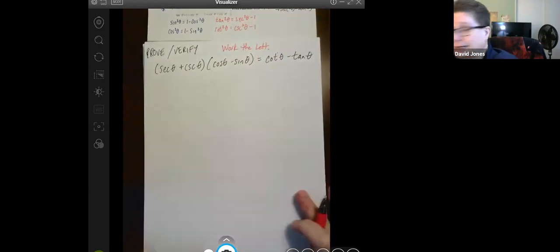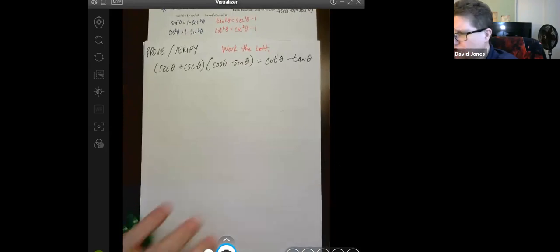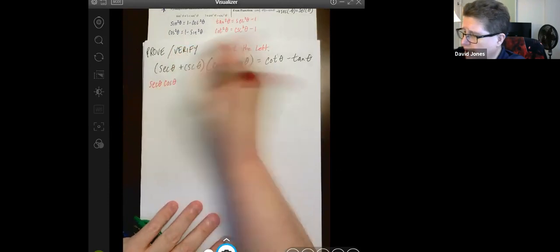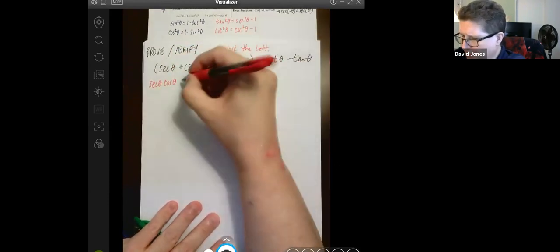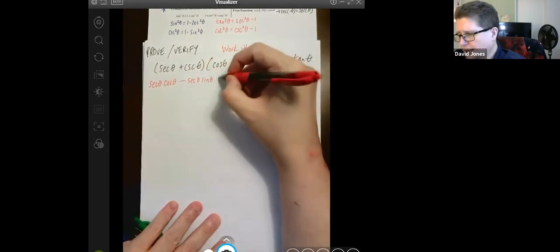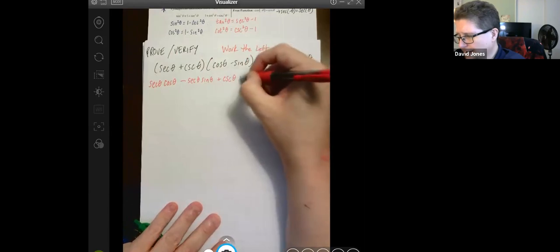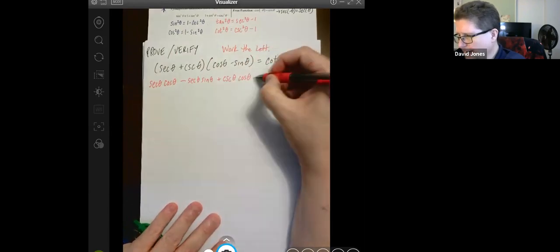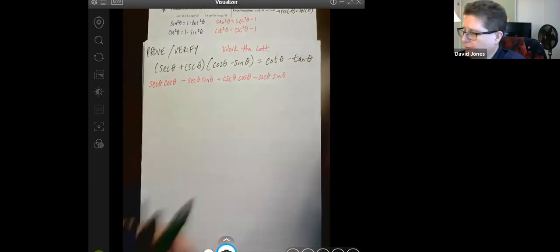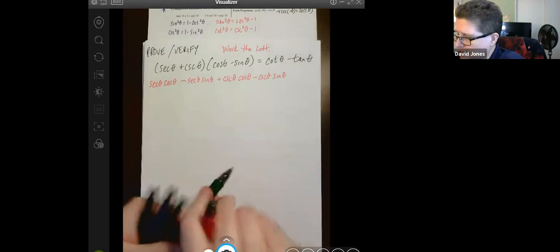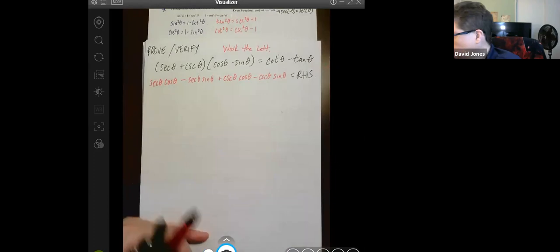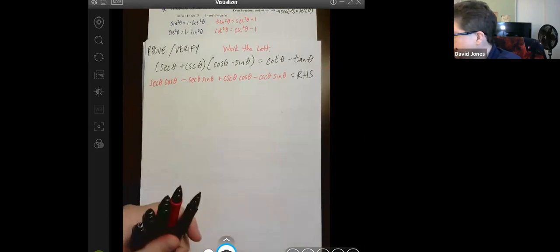It's the complicated side. First thing, distribute. Secant theta, cosine theta, and then minus secant theta, sine theta, and then plus cosecant theta, cosine theta, and then minus cosecant theta, sine theta. And that equals the right-hand side. We're only working one side here. At this point, I got too much things going on.